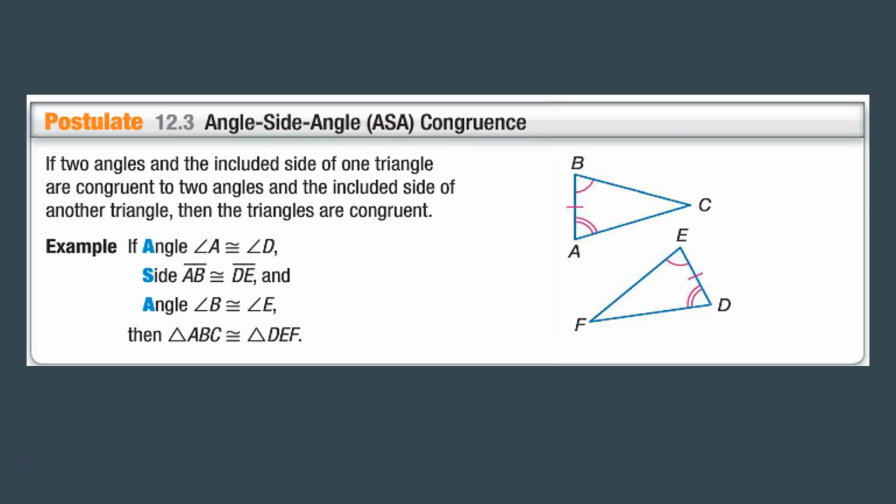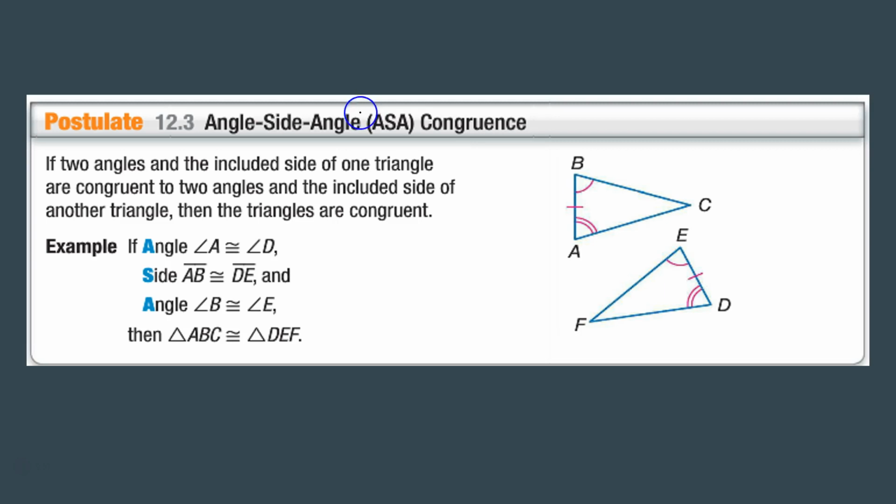Alright, we're going to go over Postulate 12.3, which is angle-side-angle congruence, also known as ASA congruence. If two angles and the included side of one triangle are congruent to two angles and the included side of another triangle, then the triangles are congruent.